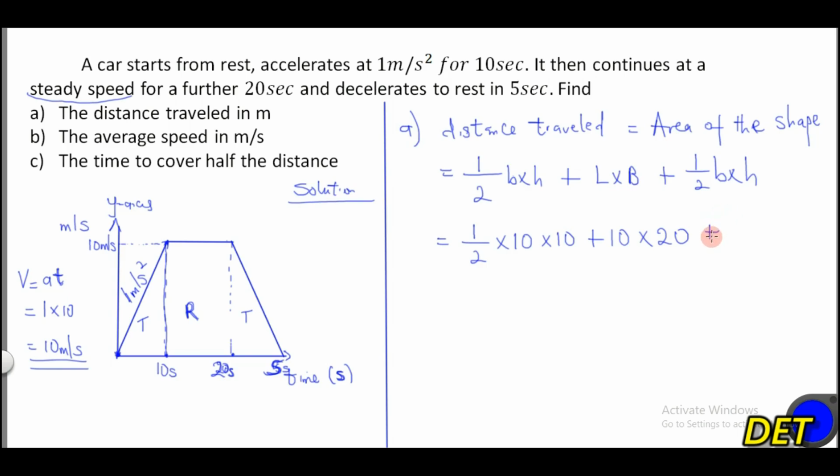plus half. What is the base from here to here? It is 5, right? Because it decelerates to rest in 5 seconds. So from here to here was in 5 seconds, so that our base is 5, times 5 times what? Our height is what? 10 meters per second, right? So that's our height, times 10.